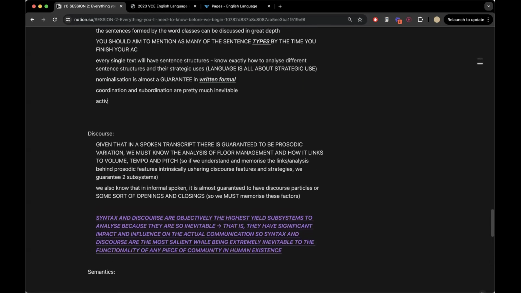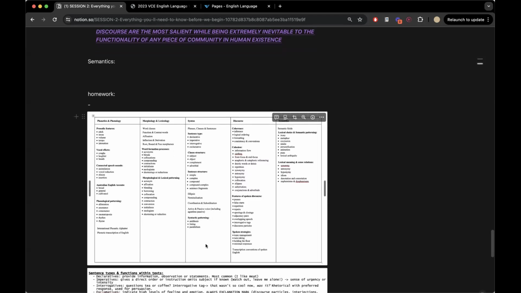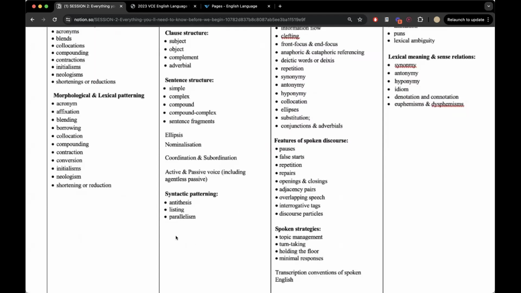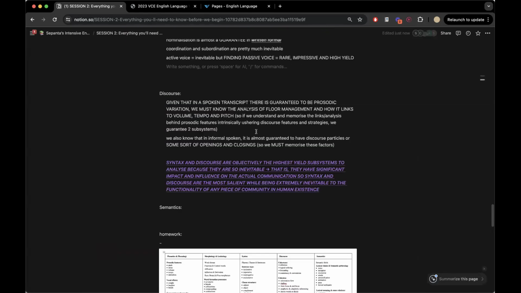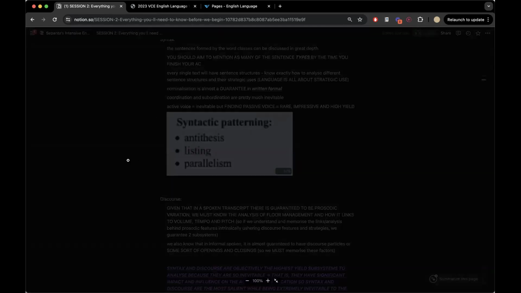Active voice equals inevitable, but finding passive voice equals rare and high yield. Rare, impressive, and high yield, I'll say. And then these three, as part of syntactic patterning, are huge. Syntactic patterning is such a high yield salient feature to be able to discuss. Very important to be able to discuss them, right?